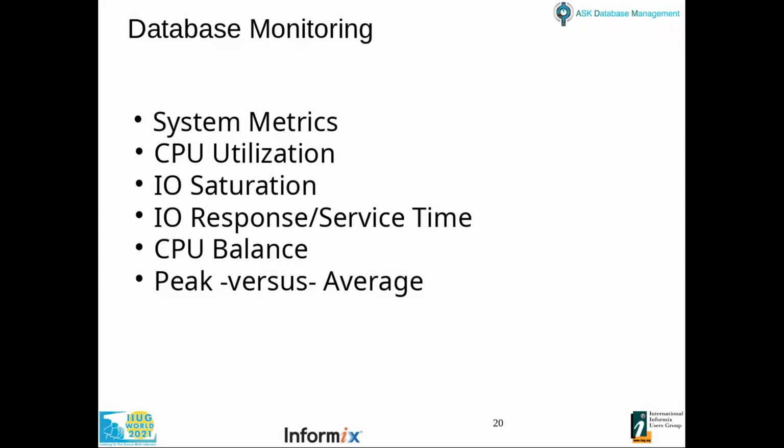Perhaps we don't have enough CPU VPs in the server to spread the load across the number of cores we have available. And you also want to monitor peak versus average, looking for trends, looking for when the peaks happen, because do we need to do something about that? All right, do we need to add resources during certain times of the day?